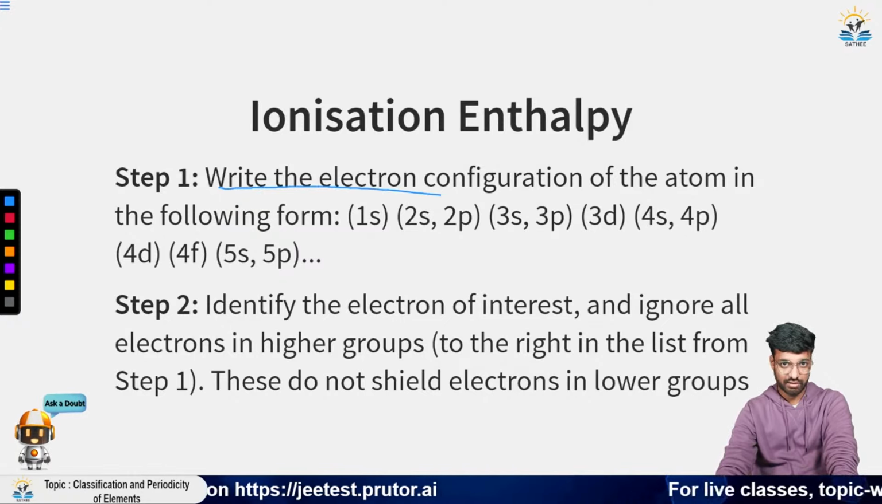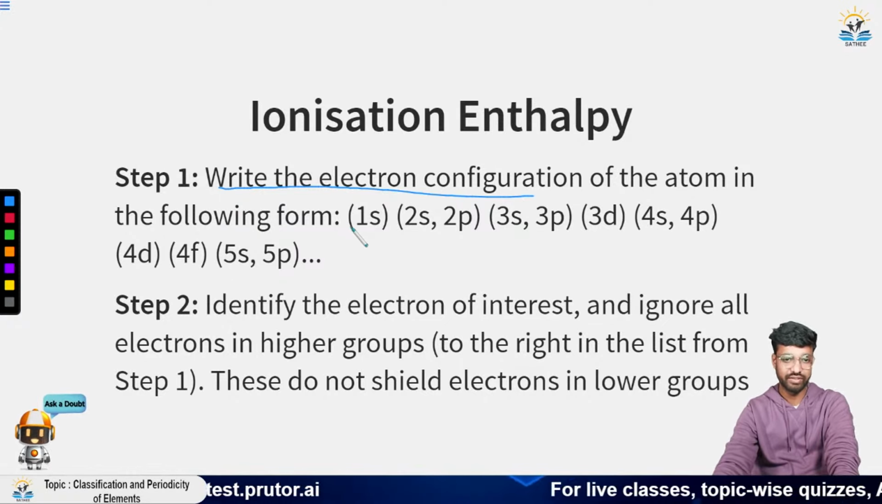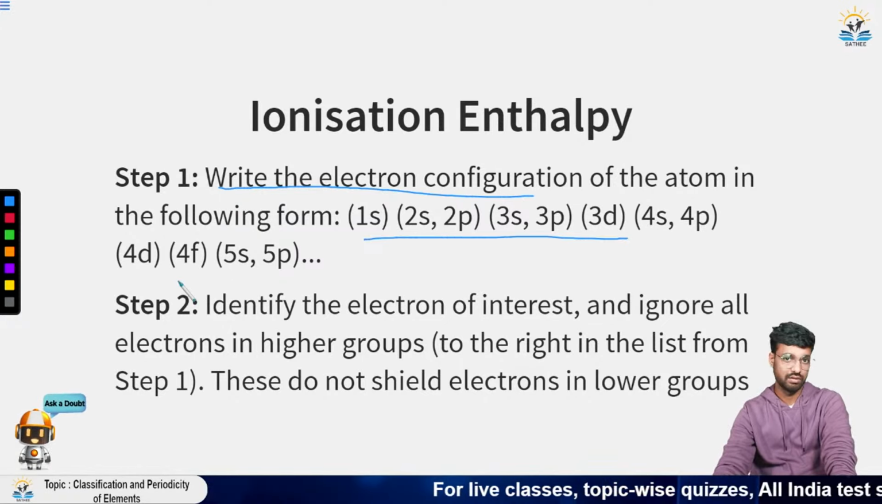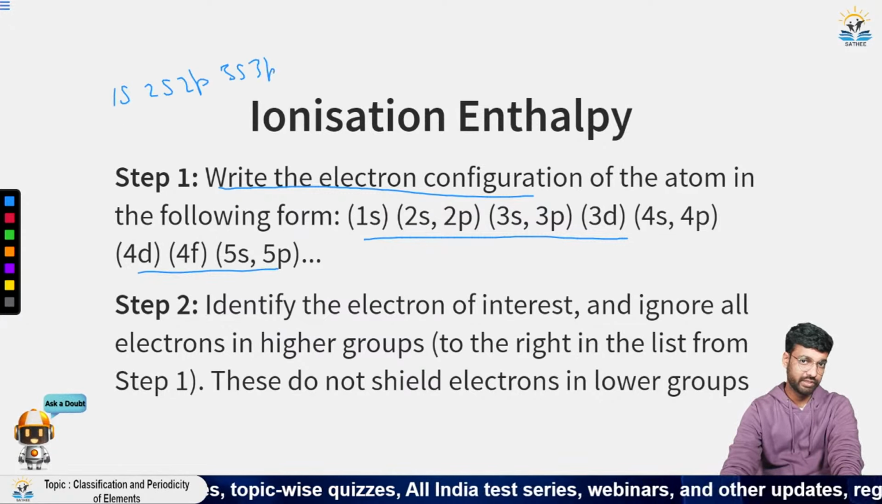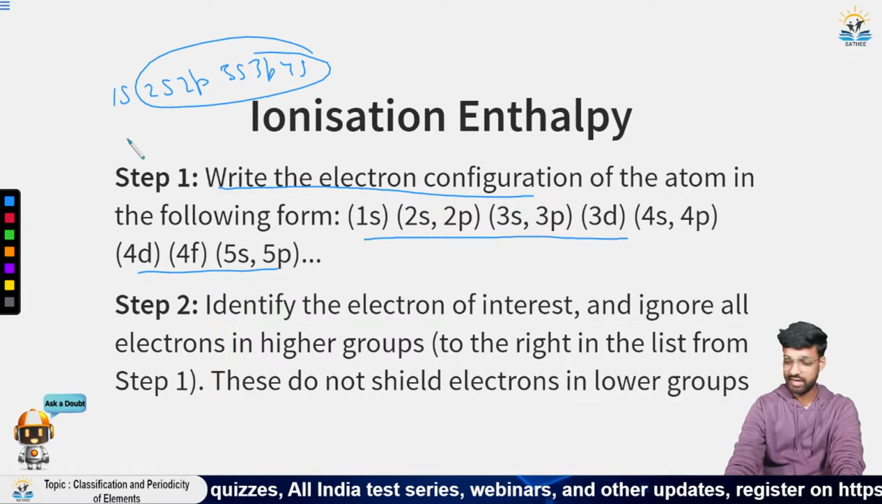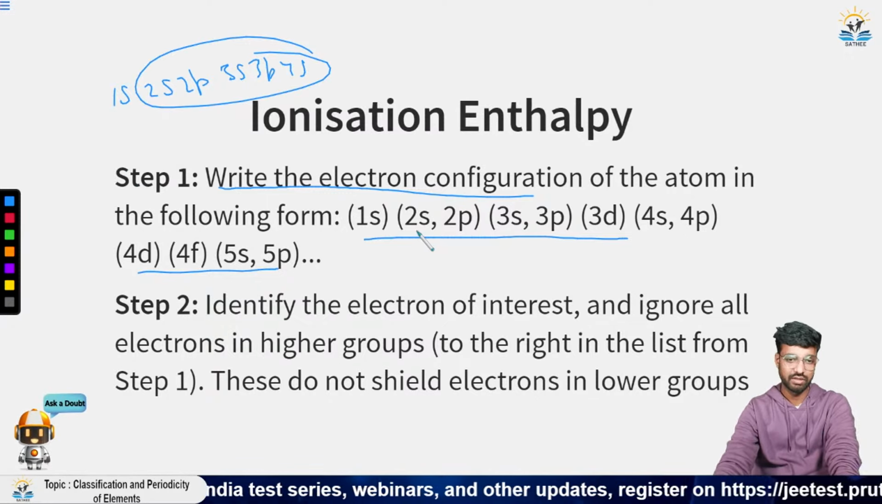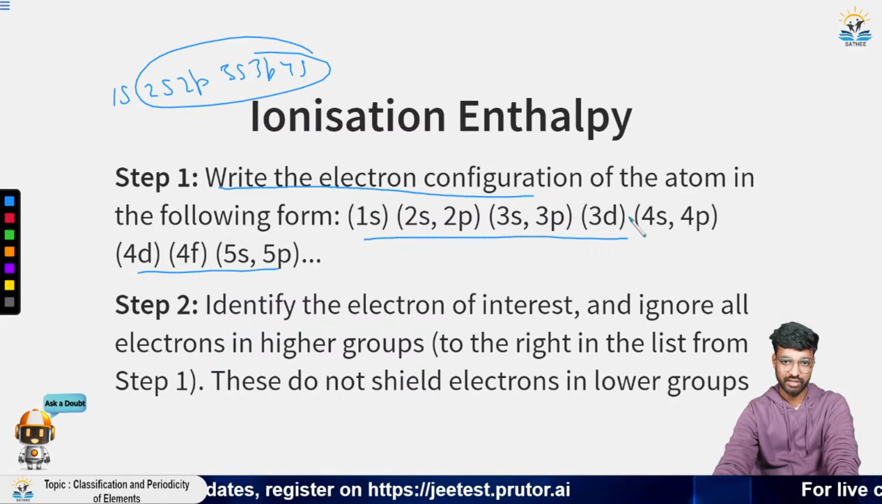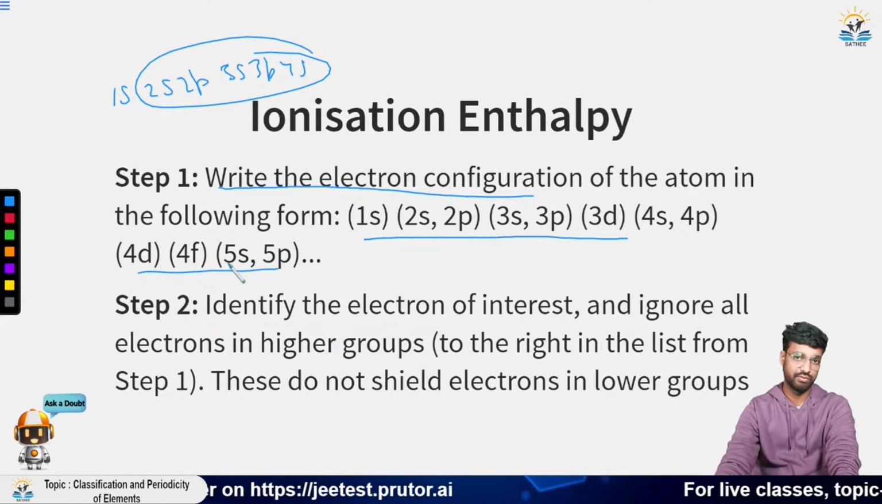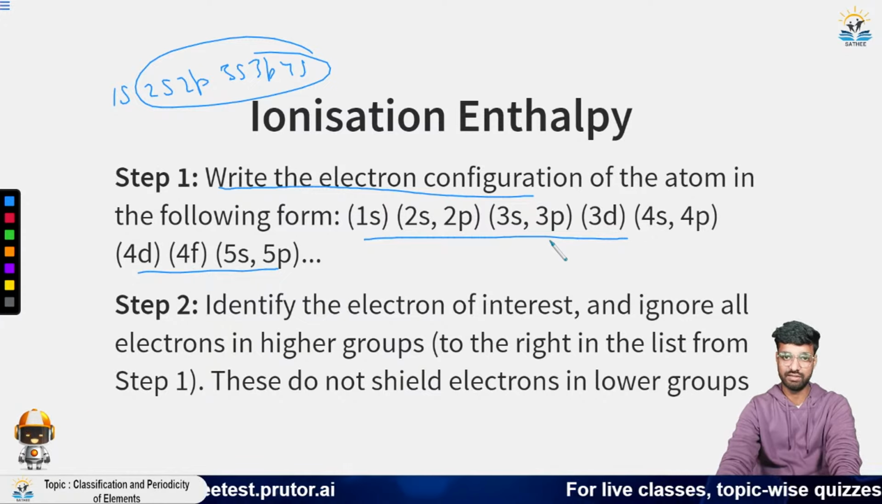So before calculating the shielding effect, first of all we have to write the configuration in a particular order. Why am I telling this? Because we normally write 1s2, 2s2, 2p6, 3s2, 3p, then 4s. Now we will not write it in such order. We will group 1s in one, then 2s and 2p together, 3s and 3p together, then 3d alone, 4s and 4p together, 4d alone. In this way you will arrange it first of all.